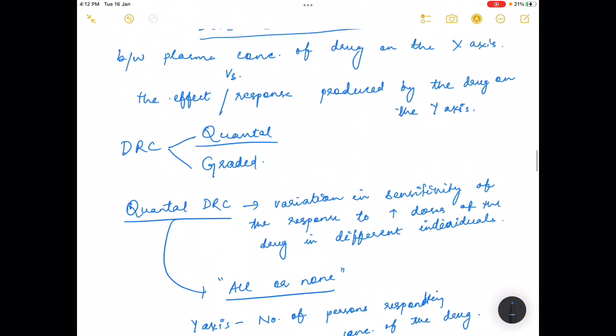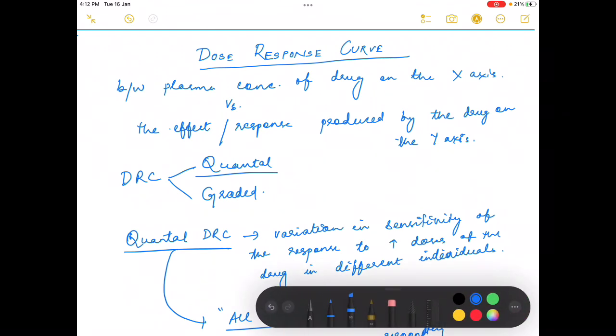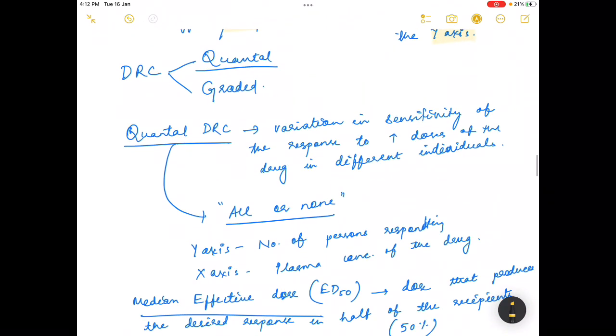So quickly revising, the dose response curve is a graph between the plasma concentration of the drug on the x-axis and the response produced by the drug on the y-axis. Okay, so the dose response curve can be of two types. One is quantal and graded. So quantal, how is it assessed, in which drugs? The drugs showing all or none phenomenon, and there is variation in sensitivity of the response to the increasing doses of the drug in different individuals.